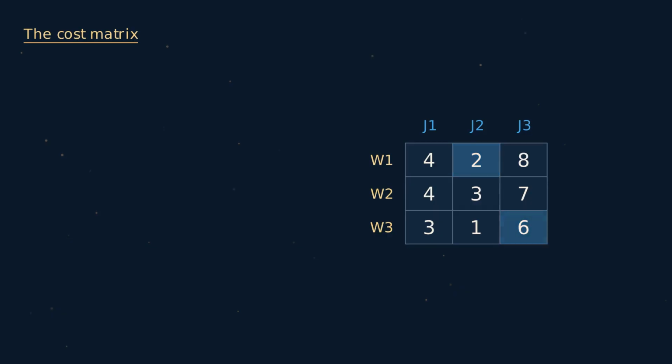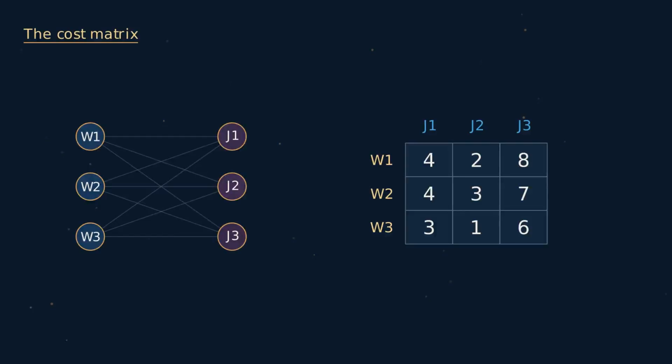Worker 1 on job 2 costs 2. Worker 3 on job 3 costs 6. 9 numbers, and 9 possible pairings to price. Choosing an assignment means picking exactly 1 number from every row, and never twice from the same column.